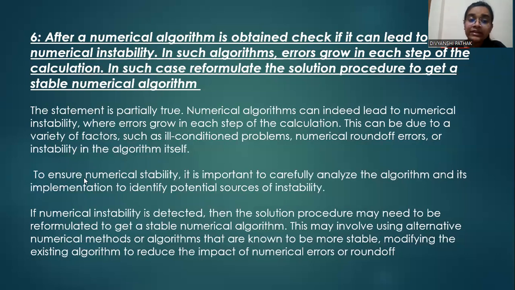To ensure numerical stability, it is important to carefully analyze the algorithm. लाइक हमें अगर न्यूमेरिकल स्टेबिलिटी को डिटेक्ट करना है, इंश्योर करना है, तो हमें सबसे पहले बहुत अच्छे से एल्गोरिदम को एनालिसिस करना पड़ेगा और आइडेंटिफाई करना पड़ेगा किन रीजंस की वजह से इंस्टेबिलिटी आ रही है. If numerical instability is detected, then the solution procedure may need to be reformulated to get the stable numerical method.